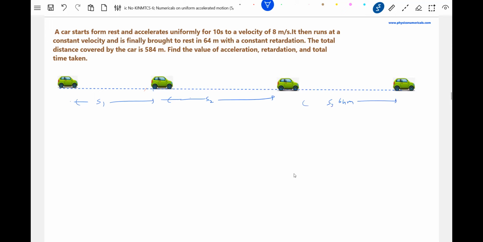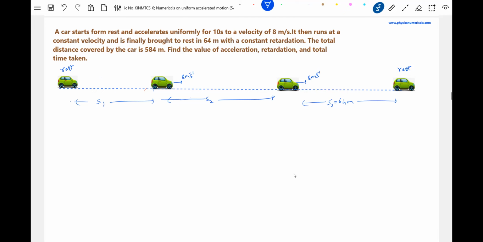And what about this distance? For 10 seconds it reaches a velocity of 8 meters per second. So this is that 8 meter. It then runs at a constant velocity and finally is brought to rest in 64 meters. So this will be 8 meter again. It is at rest. Again, it will finally come to rest.